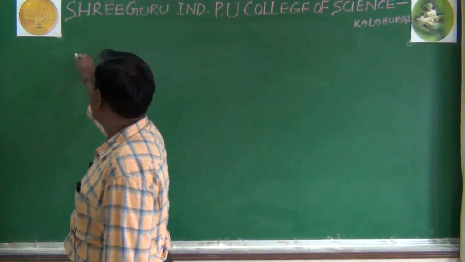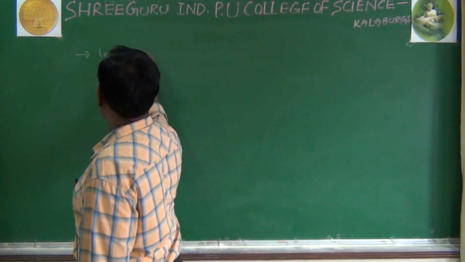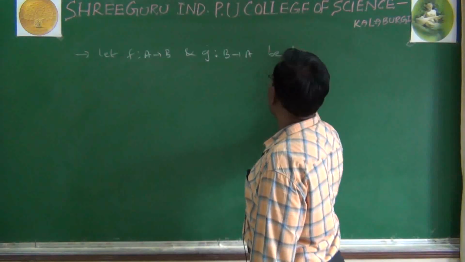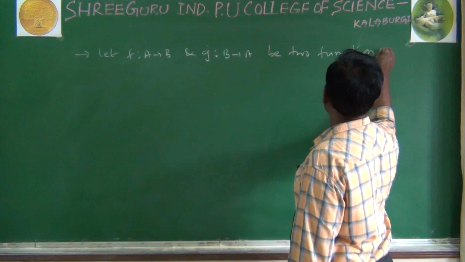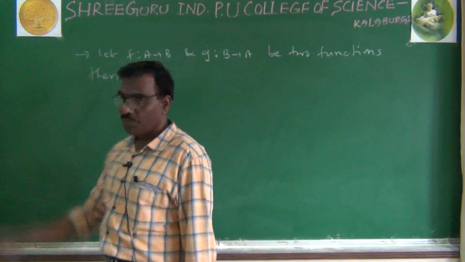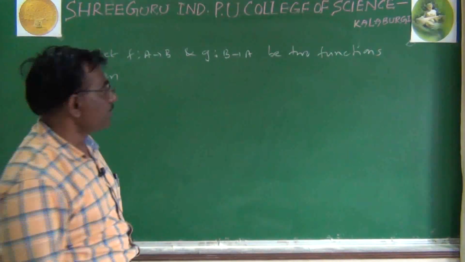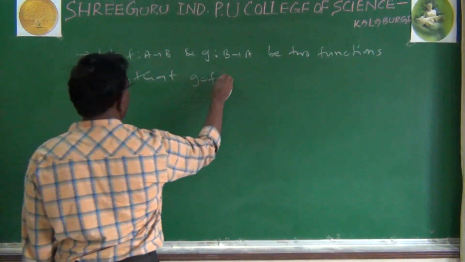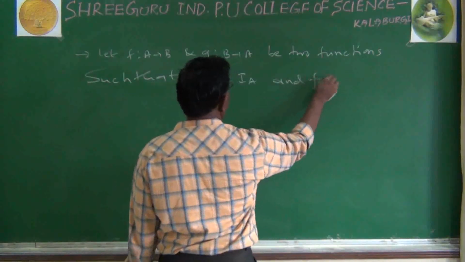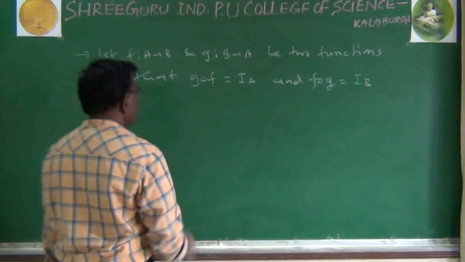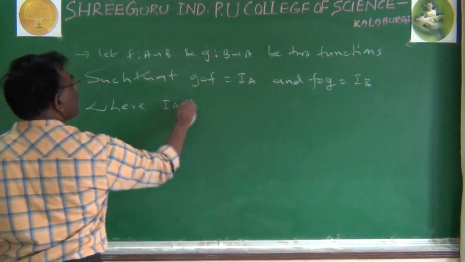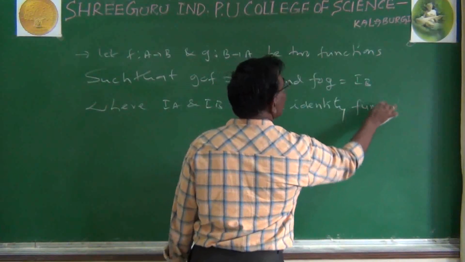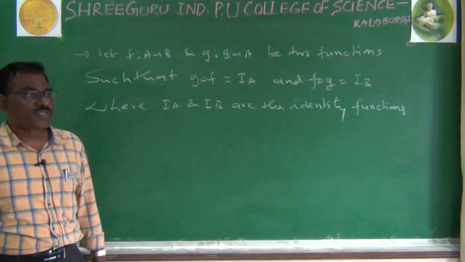One more, point number 4. Let F from A to B and G from B to A be two functions such that G composition F equal to IA and F composition G equal to IB, where IA and IB are the identity functions. This is the most important one.